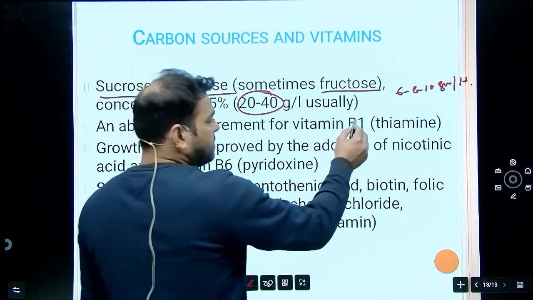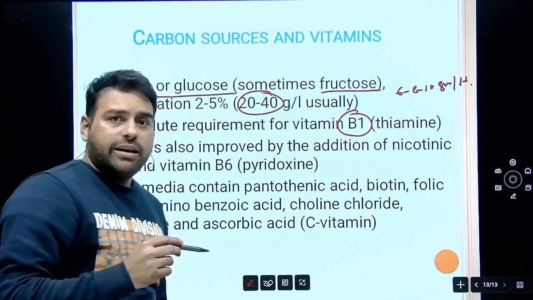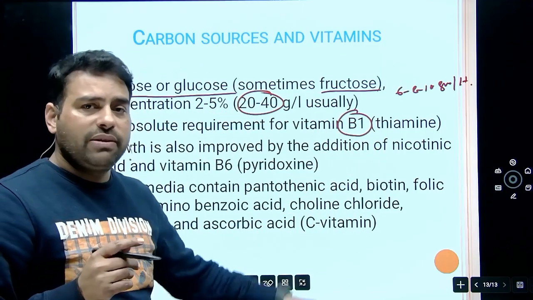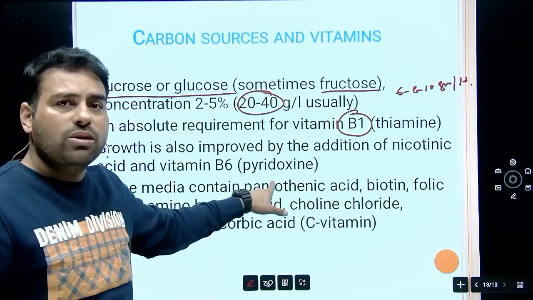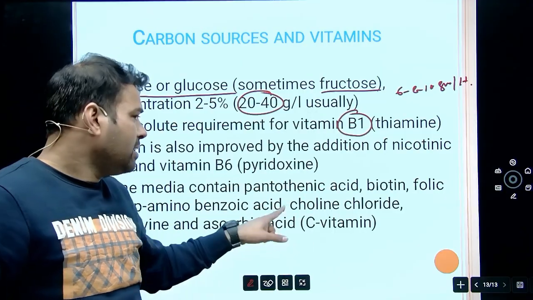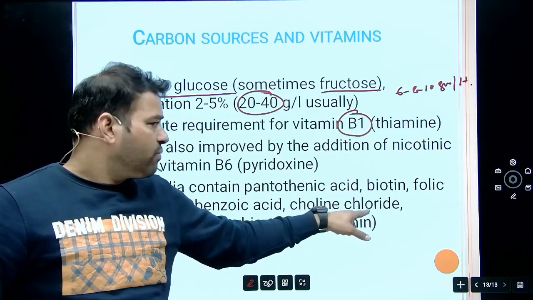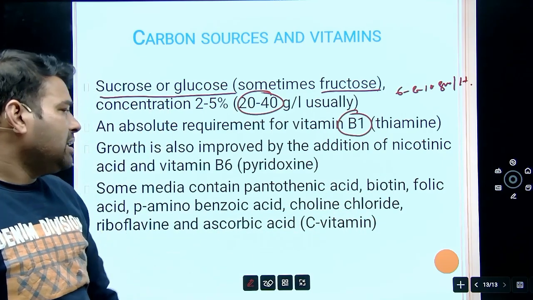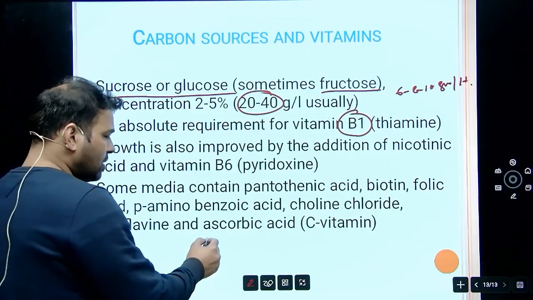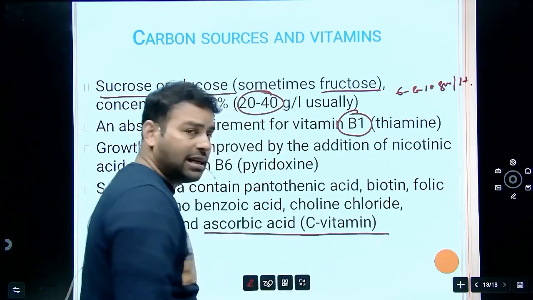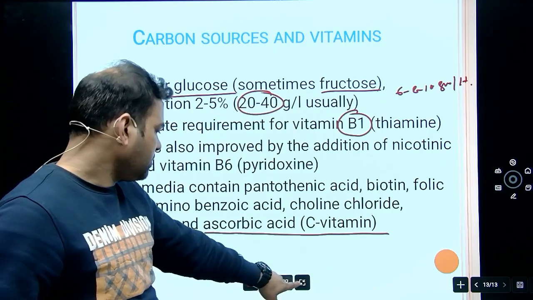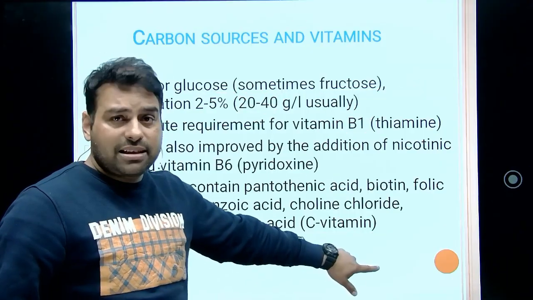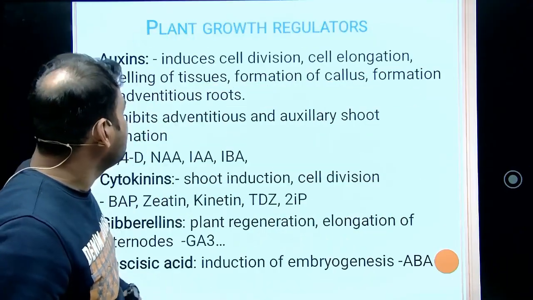Absolute requirement B1. If we are talking about the vitamins, B1 is also required. B6 pyridoxine is required. Besides them, pantothenic acid, B5, folic acid, biotin, p-aminobenzoic acid. These are required in addition to ascorbic acid, that is vitamin C. So these are the vitamins and carbon source requirement.